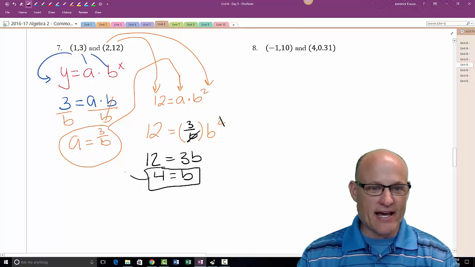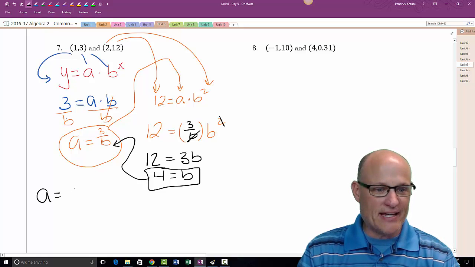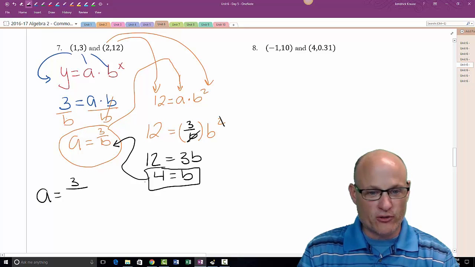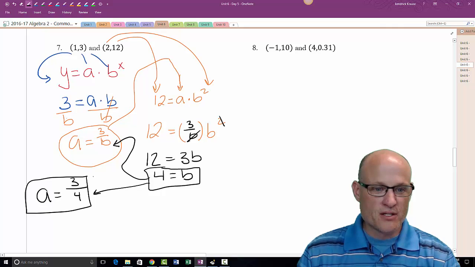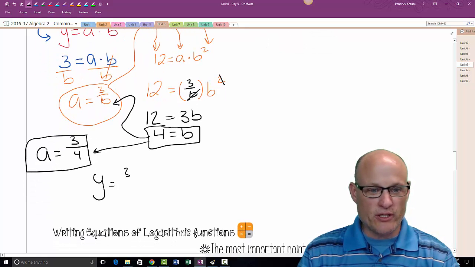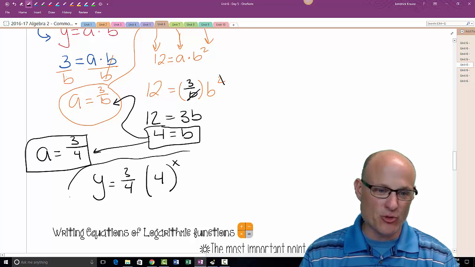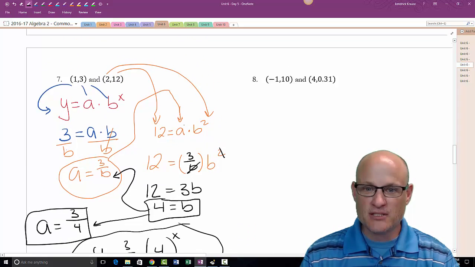Now I can take that and put that back into here and verify that a must be equal to 3 over b, which is 3 over 4. All right, I'm done then. So my equation is y equals 3 over 4 times 4 to the x power. There she is. Not too bad. A little substitution, not too bad.